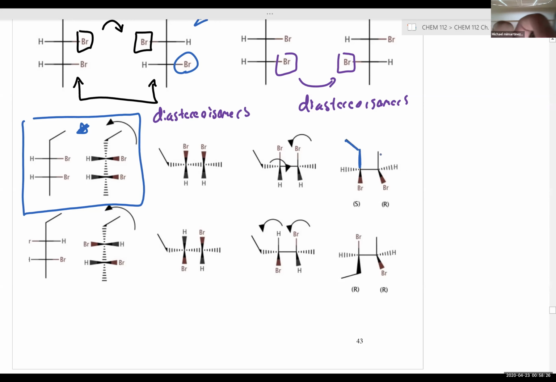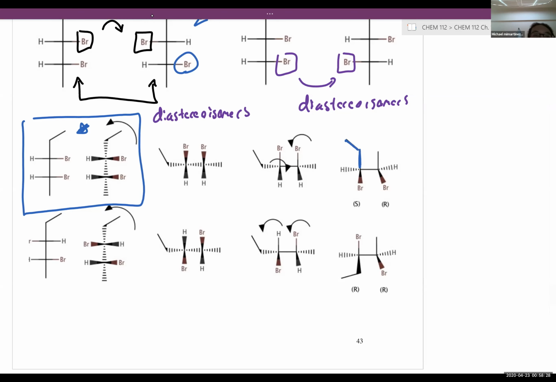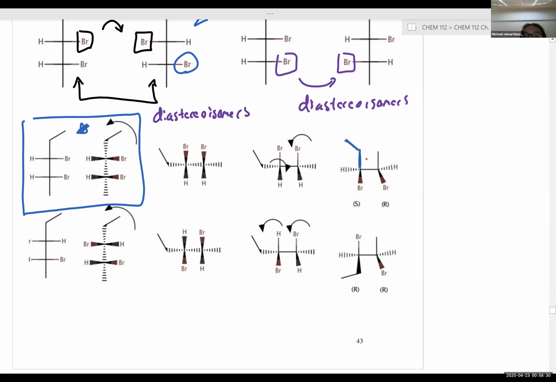So in terms of priority, let's look at this first group and let's assign A, B, and C. Which group on this first carbon is priority 1? A, B, or C? Yep, B gets number 1.